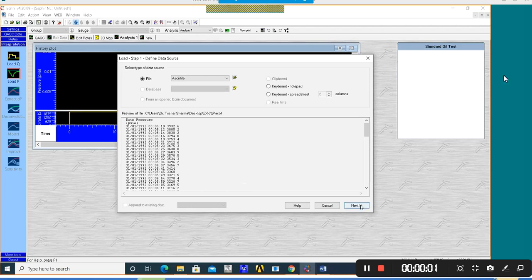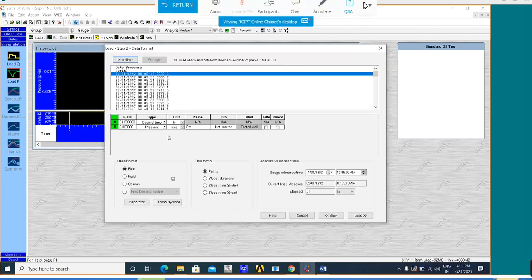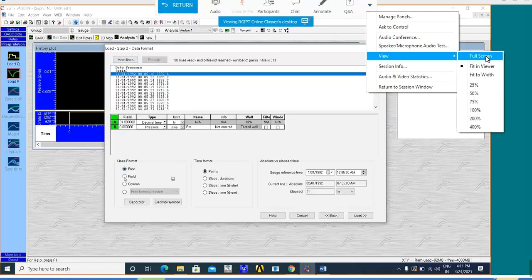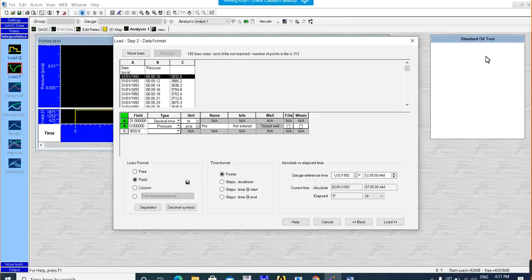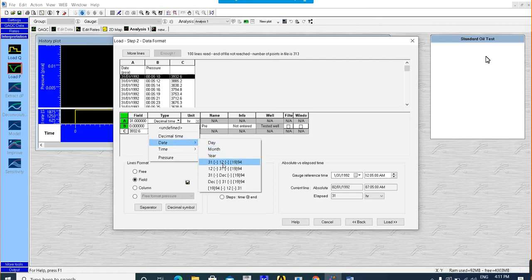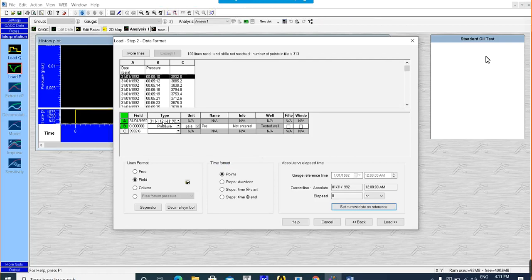Solved by the field format. So again, I will change the free format to the field format. Then I will take the first, which is actually the date value. So accordingly, we'll change it to date. And the format is this. So we'll take the same format here.